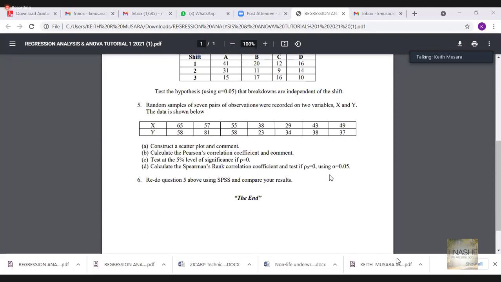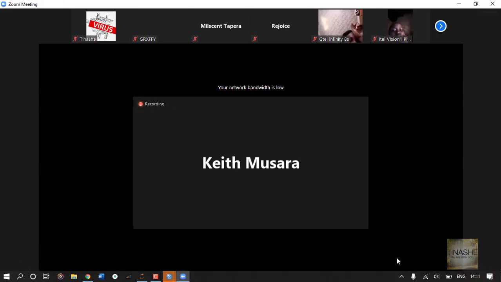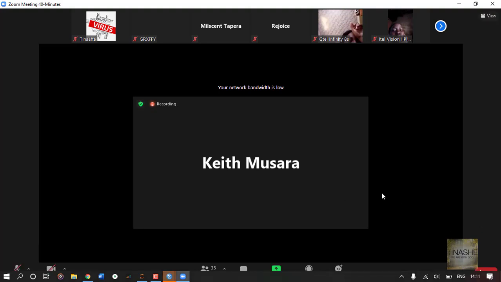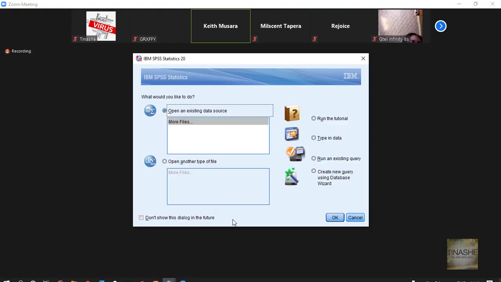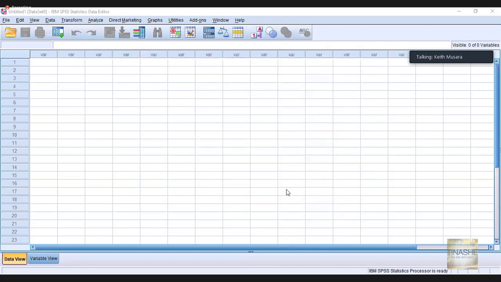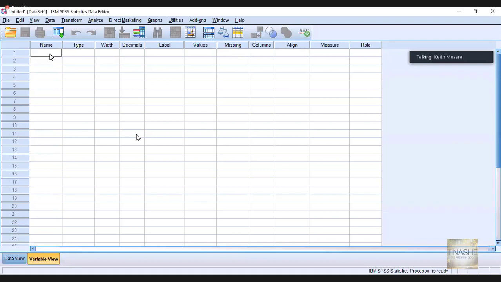We've got 2 variables, X and Y, so we have to enter X and Y in SPSS. This is our SPSS, and you've got a variable viewer and a data viewer. I'm showing you the variable viewer. There's a column for name, type, width, decimals, label, values, missing, columns, align, measure, and role. Initially you enter in the first box variable X, and then you press enter.